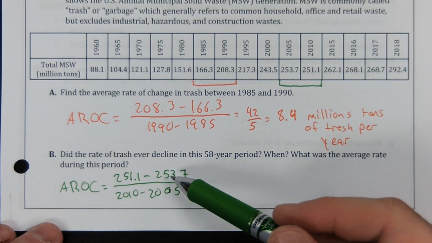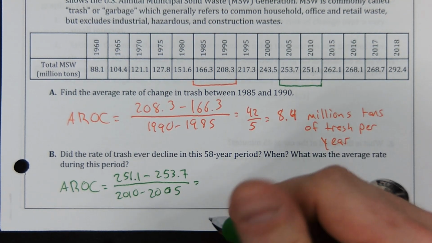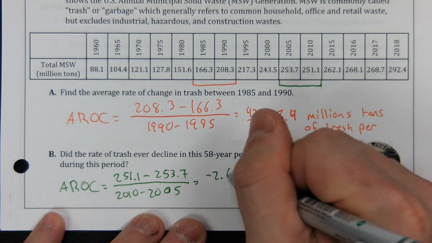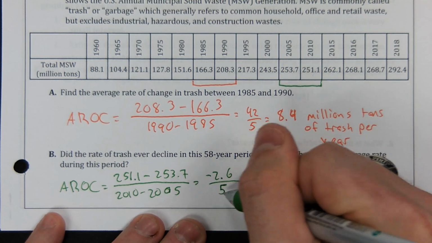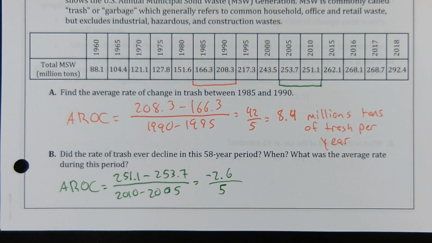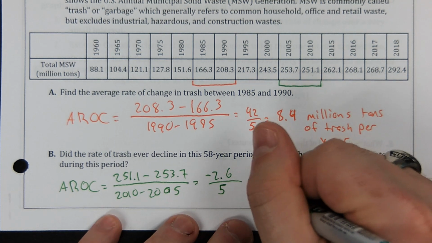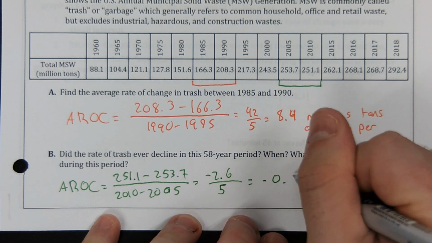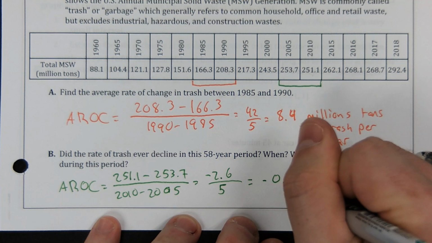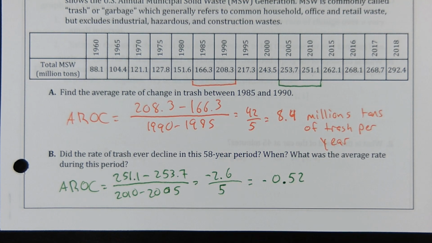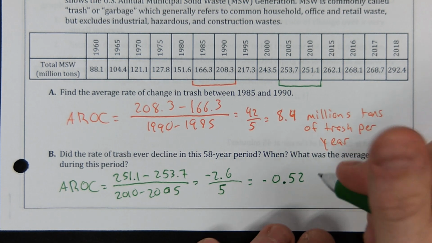That's going to give me negative 2.6 over 5. Grab a handy dandy calculator. Click a bunch of buttons. Negative 0.52 millions of tons of trash per year.